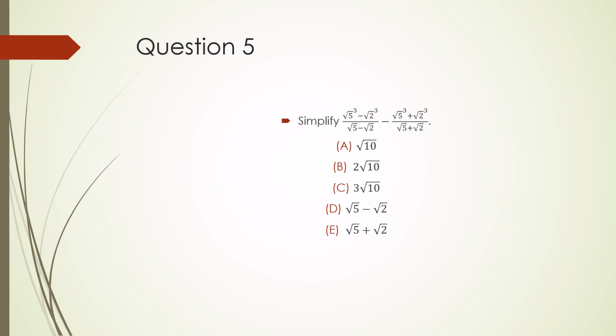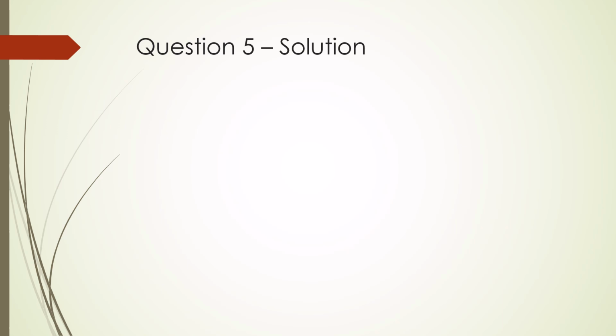This question deals with lots of surds, which are like square roots and cube roots. But how do we simplify it when the denominators are not the same? Let's find out. When encountering questions with surds, these two properties might be useful.